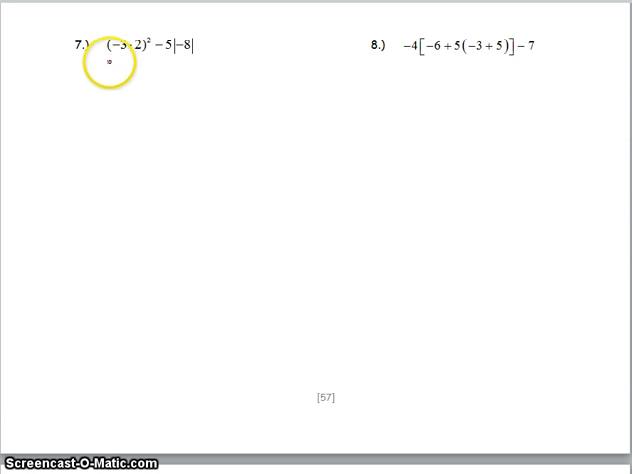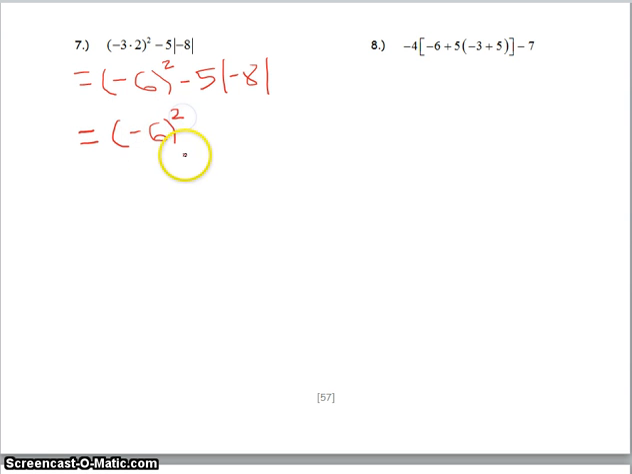Now with problem number 7, we have two sets of parentheses here. We have this first parenthesis, and we also have our absolute value bars. First, we do the parentheses from left to right. So we have in this parenthesis negative 3 times 2, which is a negative 6, and that's squared, minus 5 times the absolute value of negative 8. Now there's nothing more we can do inside of this parenthesis. So we go over to the other parenthesis, which is the absolute value. The absolute value of negative 8 is 8.